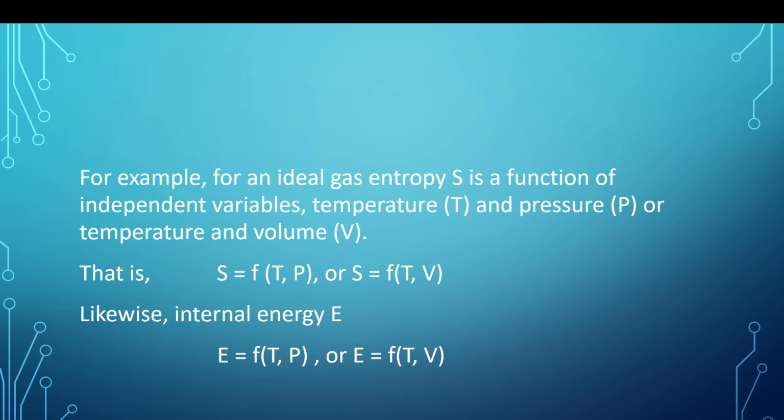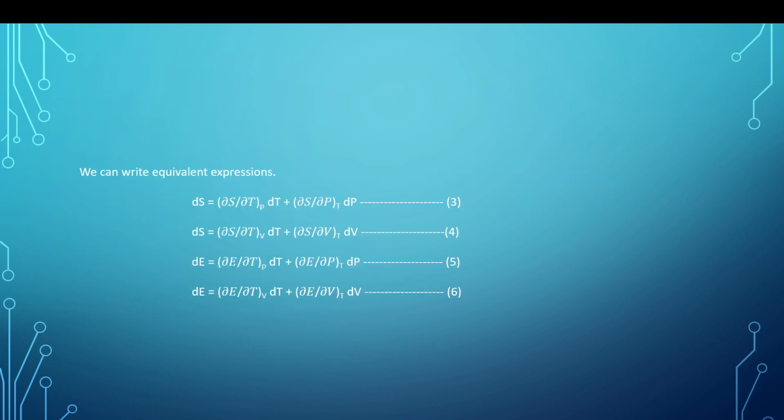For example, for an ideal gas, entropy S is a function of independent variables, temperature and pressure, or temperature and volume. Mathematically, S is a function of T and P, or S is a function of T and V. Likewise, internal energy is a function of T and P, or E is a function of T and V. Here we have written equivalent expressions for dS or dE, four different expressions with respect to two independent variables.